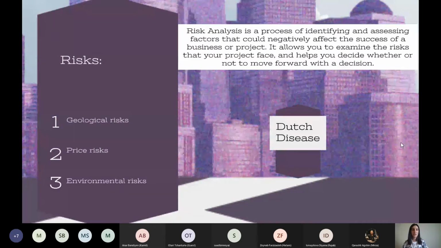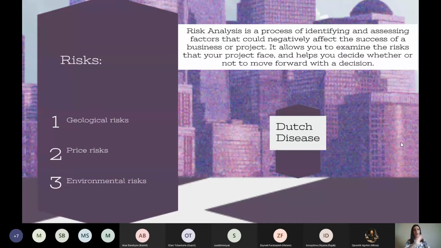If we don't care about the environment, we have two things. Let's take the business side: we cannot produce petroleum once again. And the other, the social side: we cannot live with dirty air, a dirty environment. So that's why environmental risks are really important for your business and also for your life standard. So these are general risks.